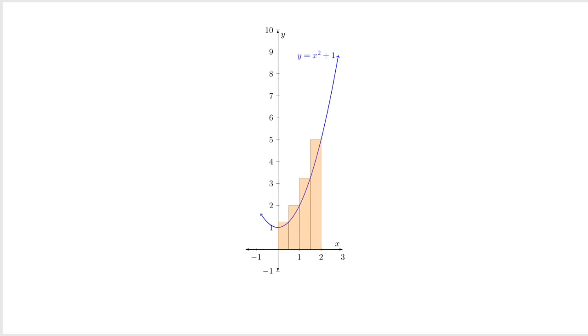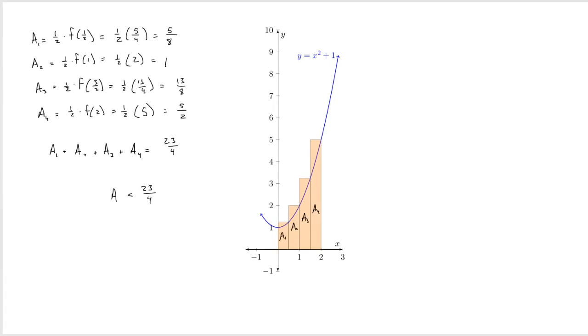Okay, you try this one all on your own. Find the Riemann sum for this curve y equals x squared plus 1 with n equals 4 using right-hand endpoints to determine the heights of the rectangles. So pause the video, take a few minutes, do the calculations, and when you're ready, start it back up.